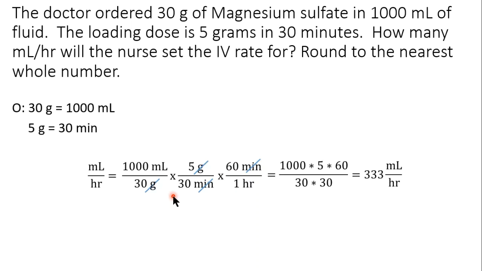So you multiply all the numbers in the top, multiply all the numbers in the bottom, and then divide by each. So 1,000 times 5 times 60 divided by 30 times 30. And when rounded, we get 333 milliliters per hour.